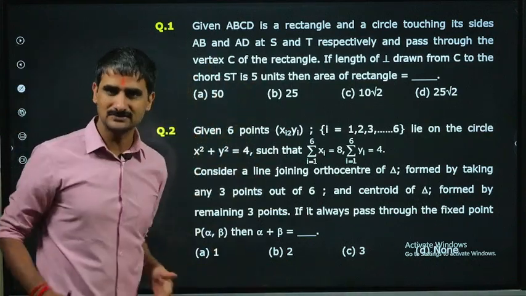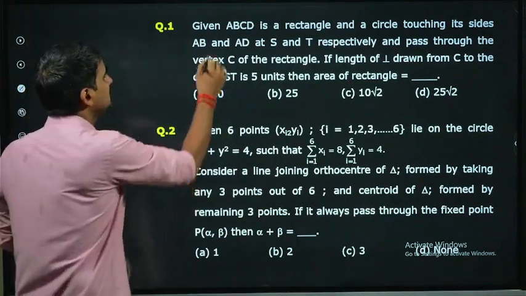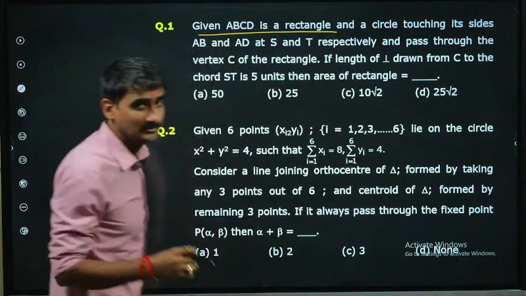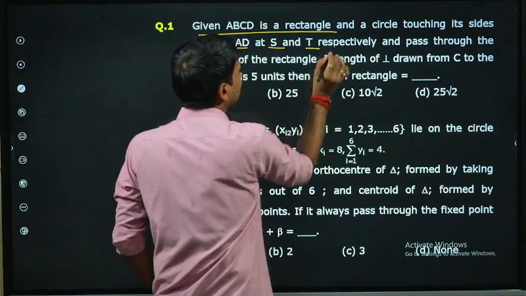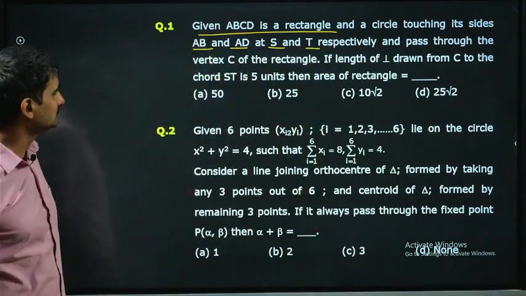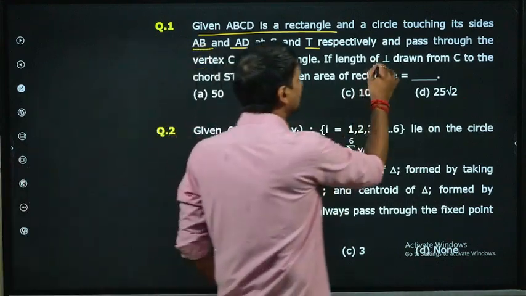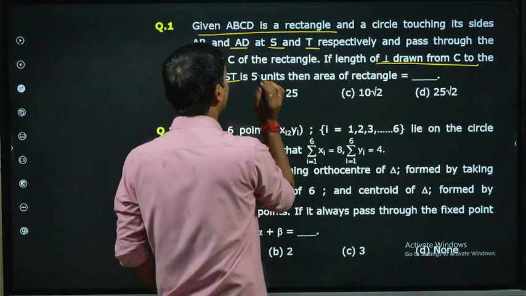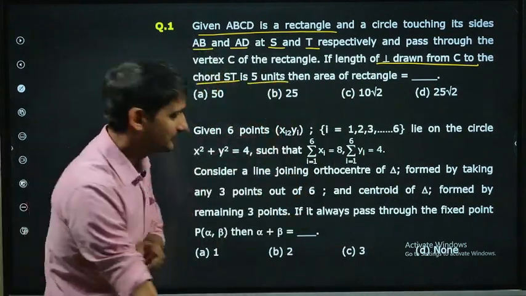So let's solve the first one. For the time being, the statement is given: ABCD is a rectangle and there is a circle that touches its two sides AB and AD at S and T respectively and passes through the vertex C of the rectangle. If the length of the perpendicular drawn from point C to the chord ST is 5 units, then the area of that rectangle is?